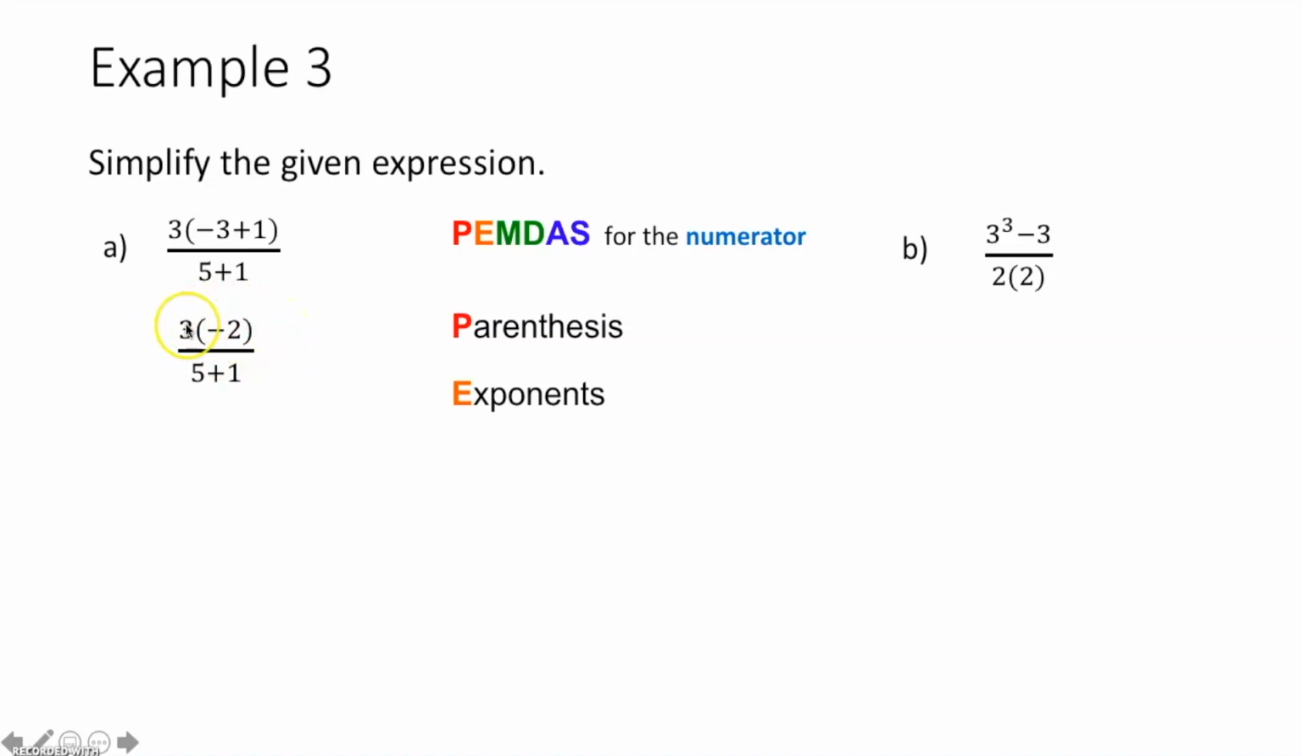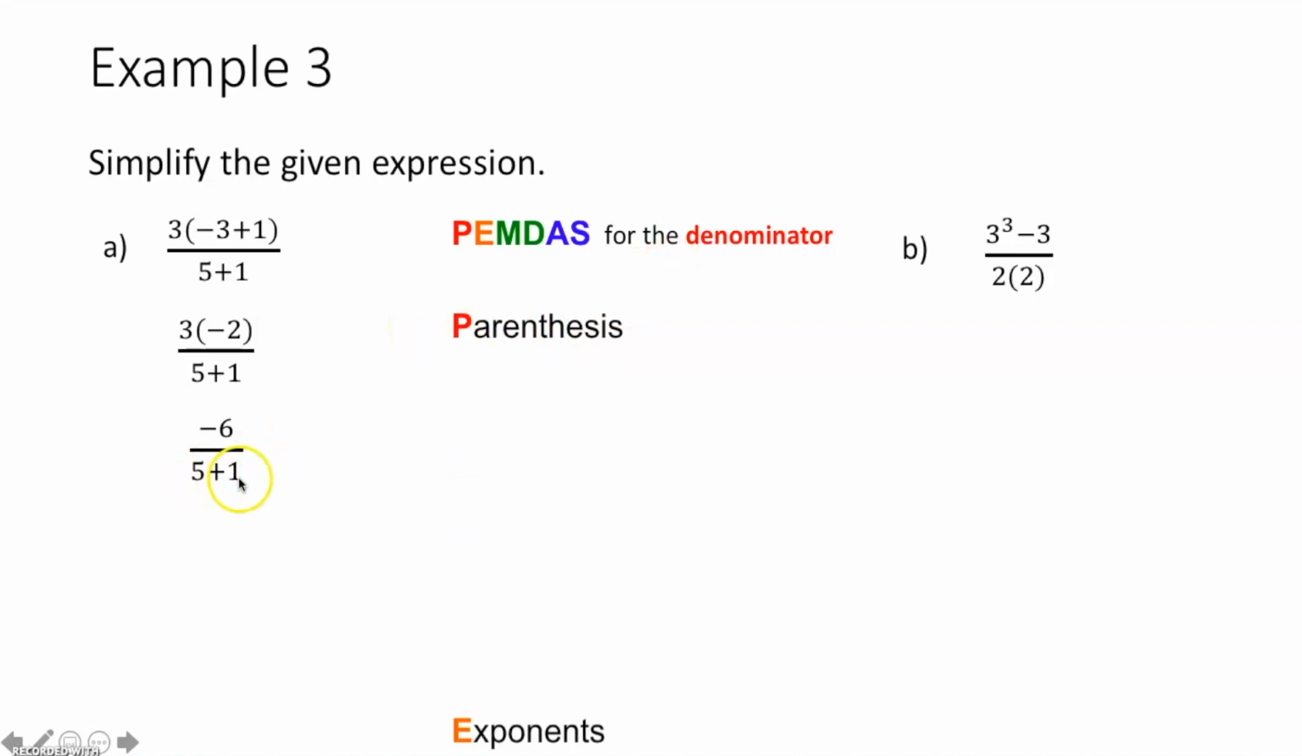Are there any exponents? No. Any multiplication or division in the numerator? Yes, there is multiplication. So we go 3 times -2, and we get -6. Now that we've completed everything for the numerator, it's just a -6. It's just a number. We go for the denominator now. What can we do in the denominator?